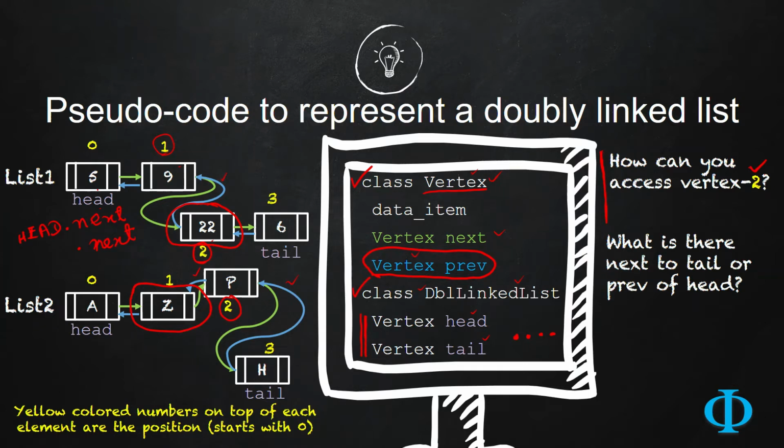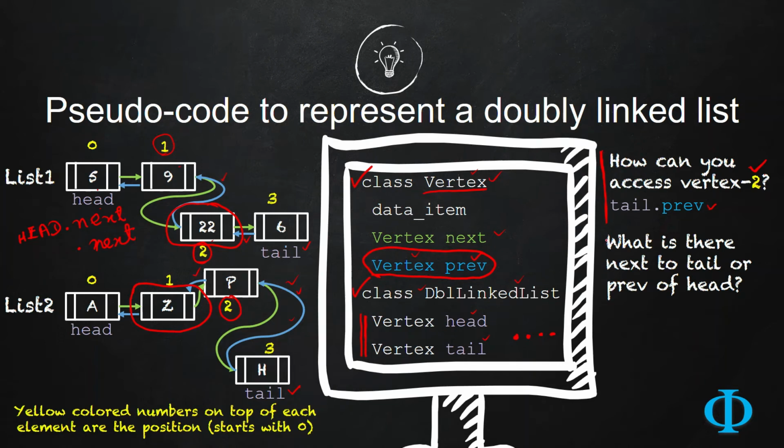Now here, because of the existence of this previous, these blue links, you can easily access it using tail.previous. So tail is pointing to the last node, and just by utilizing this previous link over here, these blue lines, you can easily access the vertex 2 or vertex at index 2. So that's one use of previous, how you can access the previous node.